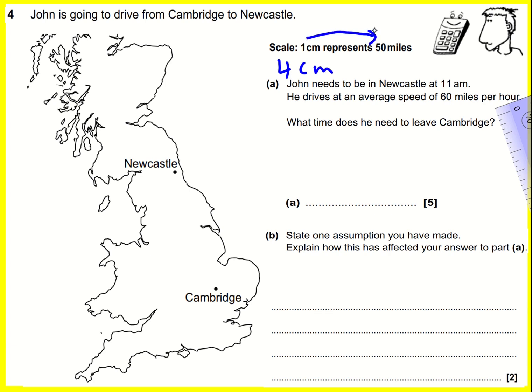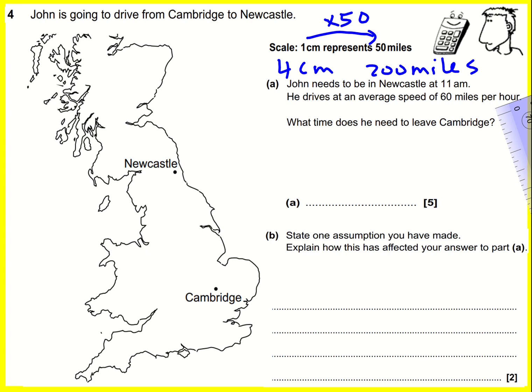To go from centimeters to miles, we therefore times by 50. And therefore, we're going to do that for 4 centimeters. 4 times 50 is 200 miles. Brilliant. We know how far he's got to travel. He drives at an average speed of 60 miles an hour. What time do you need to leave Cambridge?